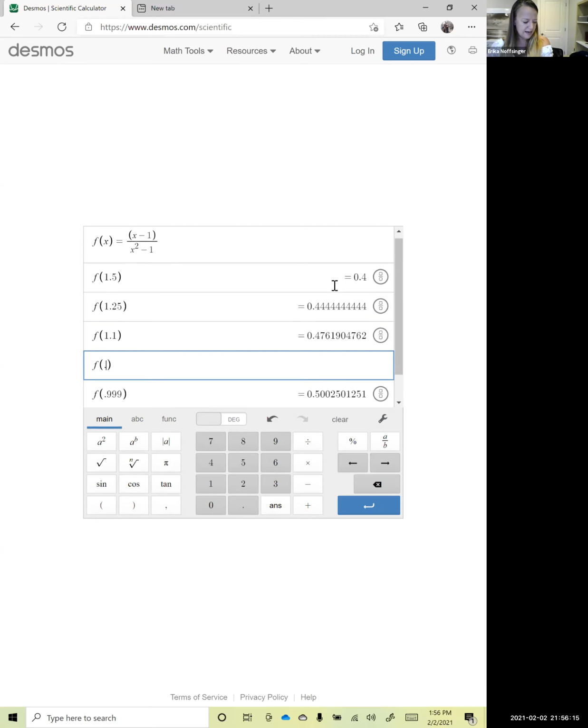If I look at 1.01, even closer to 1. So it looks like, again, I'm approaching a y value of a 1/2 as I get closer and closer to 1 on the right. So if I did 1.00001, I'm getting closer and closer to 1/2. And so left and right-hand side limits are approaching the same y values.